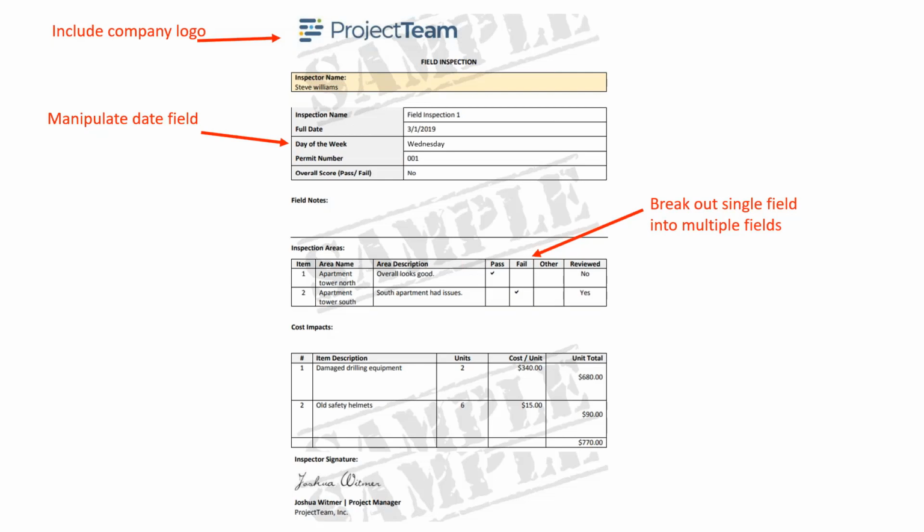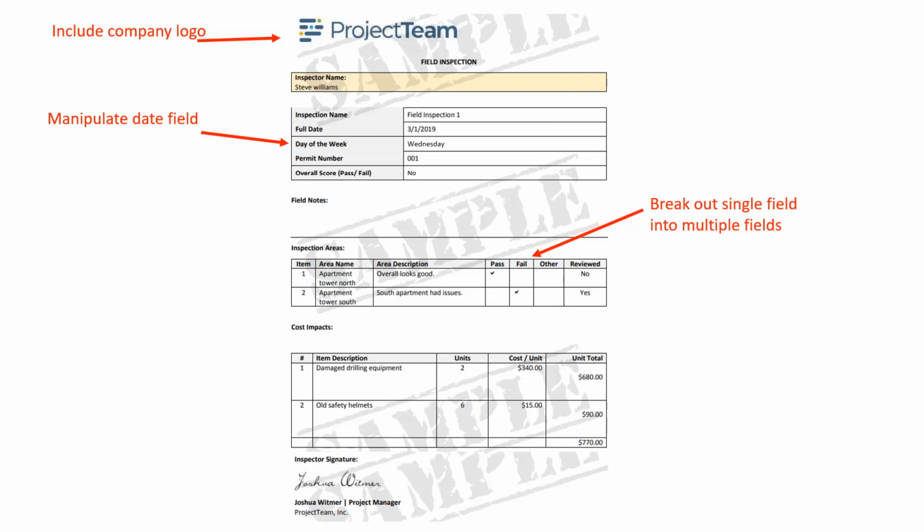Breaking single fields out into multiple fields. This was a question asked recently, where there's a template that somebody is using, and maybe on the form, I just have a drop down or a pick list that says pass, fail, or other. And that's fine. I just want my users to choose that. But on the output, I've kind of broken that out.